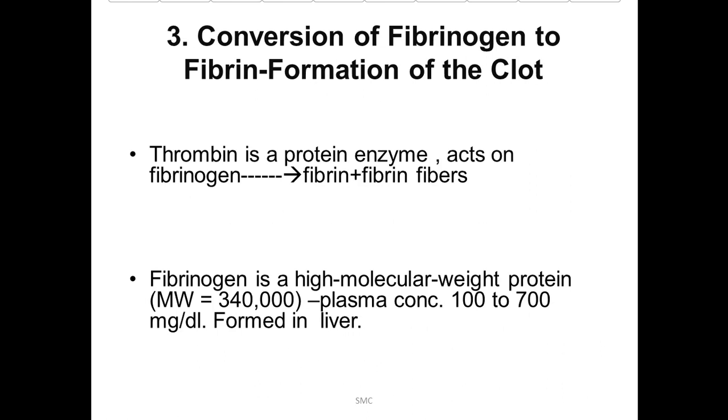Conversion of fibrinogen to fibrin, formation of the clot. Thrombin is a protein enzyme that acts on fibrinogen and results in the formation of fibrin, which ultimately forms fibrin fibers. Fibrinogen is a high molecular weight protein, molecular weight 340,000. Plasma concentration 100 to 700 milligram per deciliter, formed in the liver.